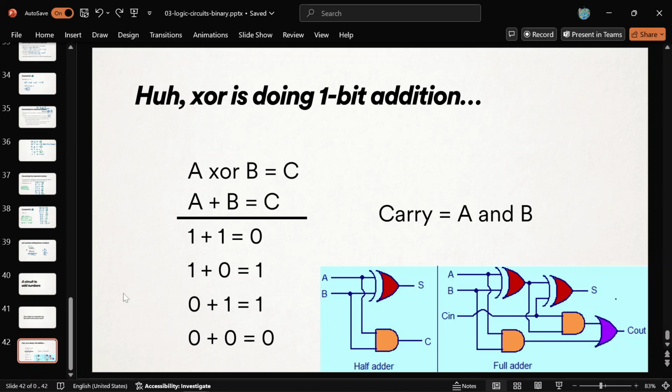All right? Because then also you need to know, am I carrying or not? You're going to carry in the case where there were both ones, right? You have to carry the 1 in that case. And so how do you tell if they were both ones? You AND them together. The only time they were both ones, they're both true. So that turns into a circuit.